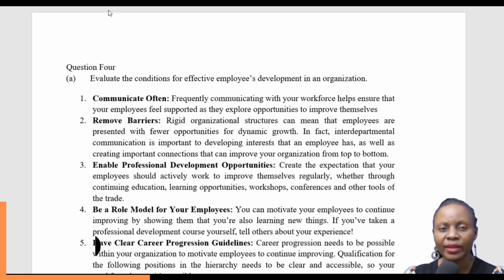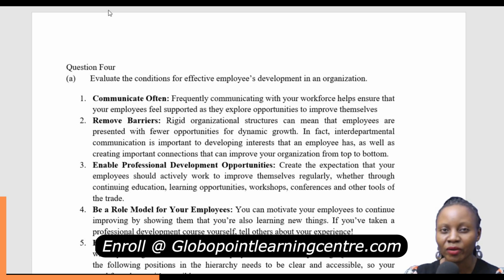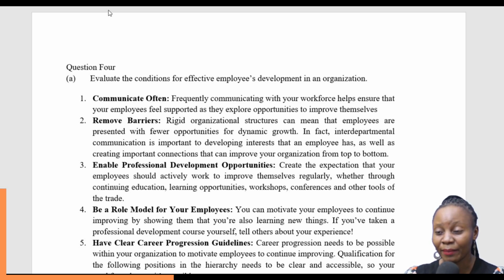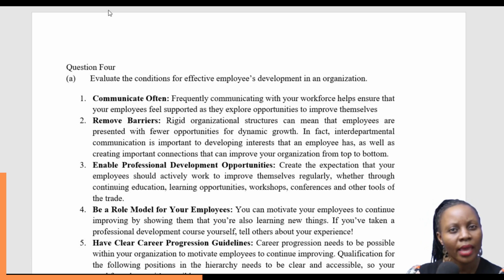And then remove any barrier that could prevent them from developing themselves within the company. Ensure to remove it. An example of a barrier they've used here is rigid organizational structures. Organizational structures that are not flexible could be a very big barrier to employee development. So such things within the organization, eliminate them or remove them. That is also another way of ensuring employee development is effective.